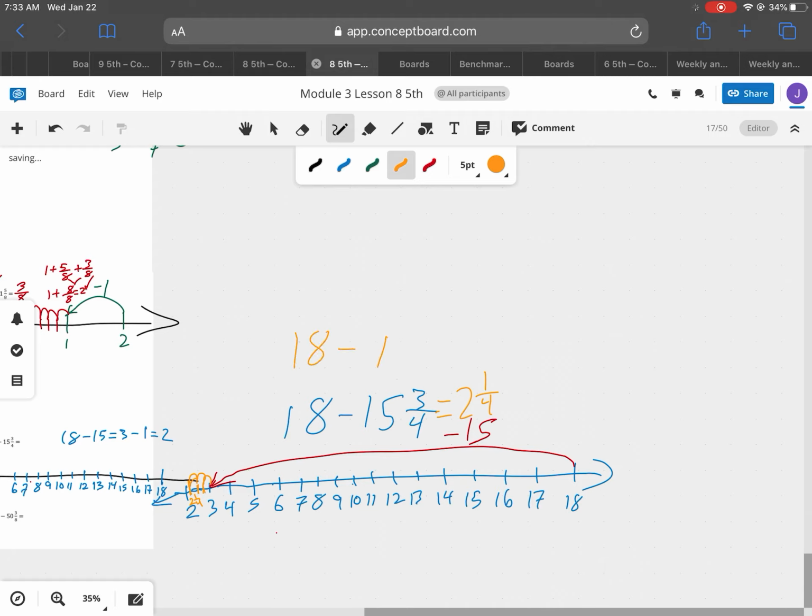You can think about it this way. 18, and you're going to minus 16. Why do I minus 16? Because if we round it, we're going to round it to 16, because 15 and 3/4 is close to 16. That's going to give me 2. Okay, but I am subtracting less than 1 extra here. So that means it's going to be greater than 2.